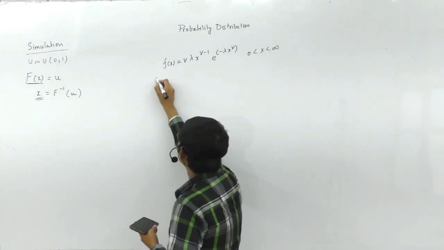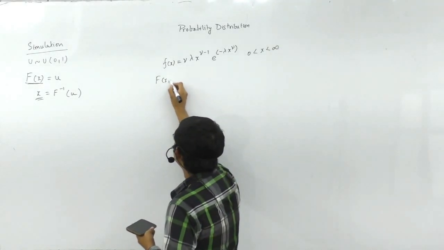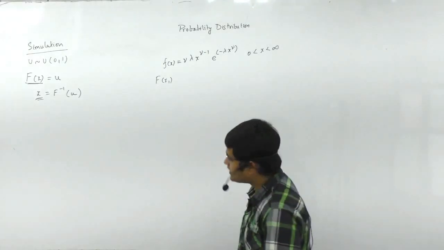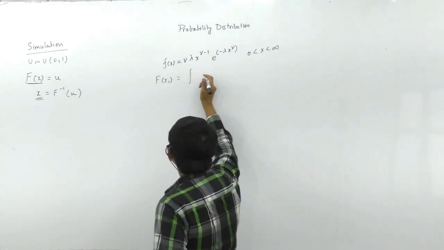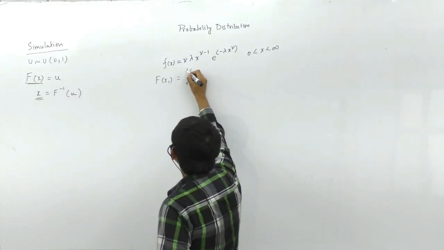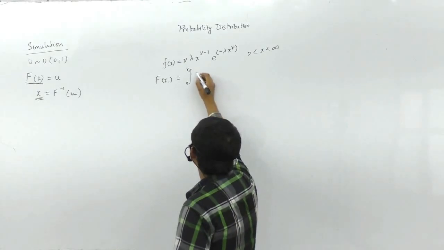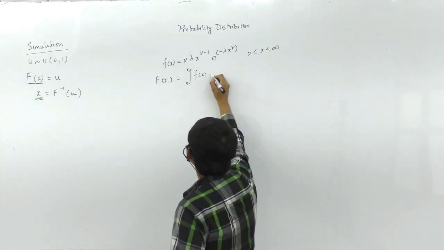Now we need to find capital Fx. I'll just write capital F of x1, and that will be the integration from 0 to this particular value x1 of fx dx.